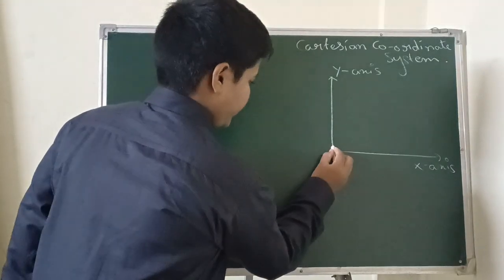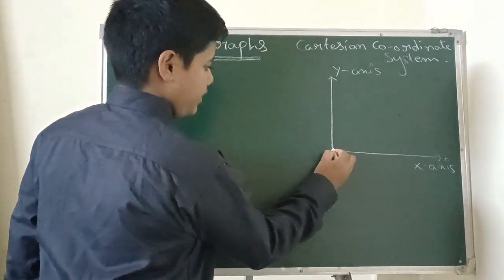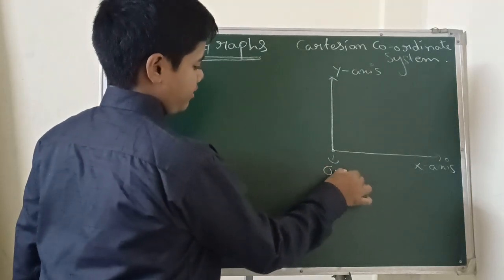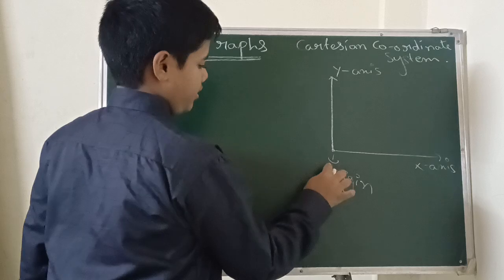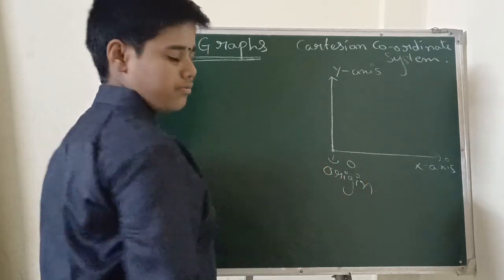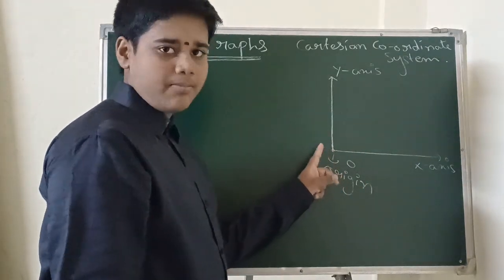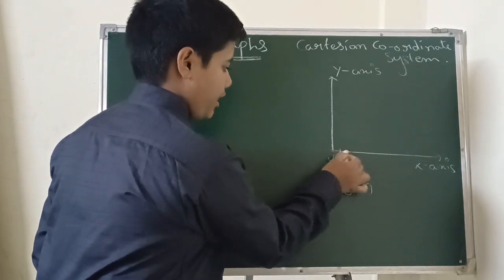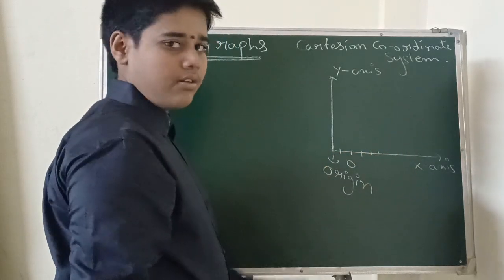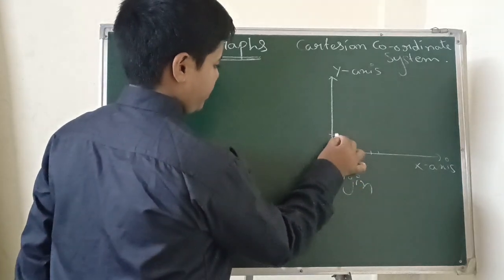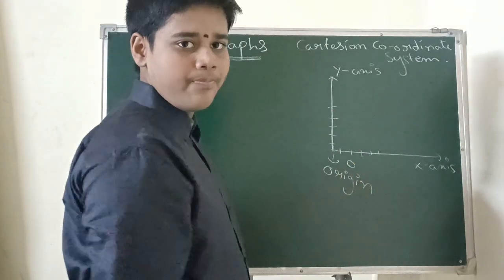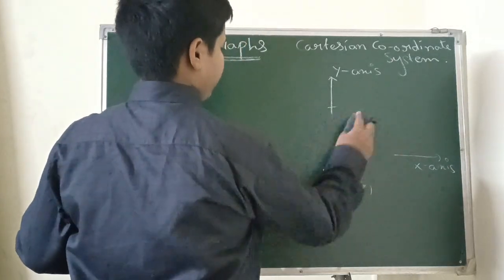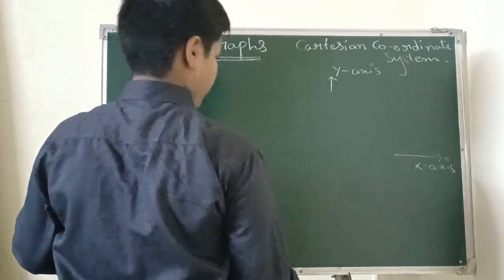Okay. So this point is the origin, which means 0. This point starts from 0. If I take this, 0, 1, 2, 3, 4, 5 and so on. So like this we can represent the numbers also in graphs.